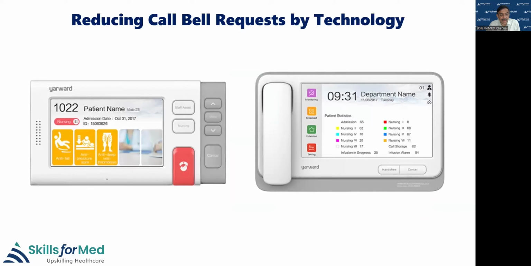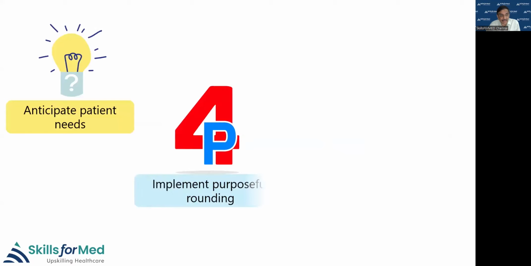So you can see this very high-tech call bell where it gives visual options to the patient to press for different things, for anti-fall, anti-pressure, and then you get very detailed statistics, how often the patient called and all that. So basically, spending money on technology gives very little result.